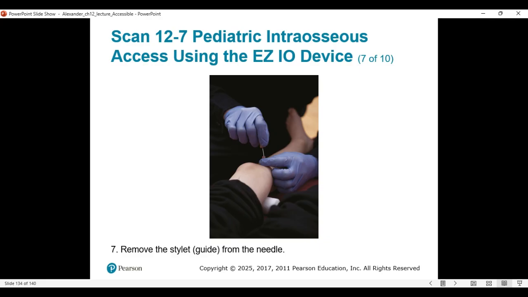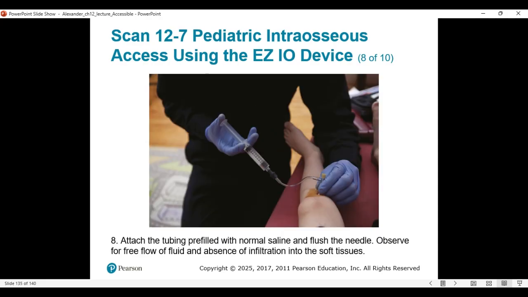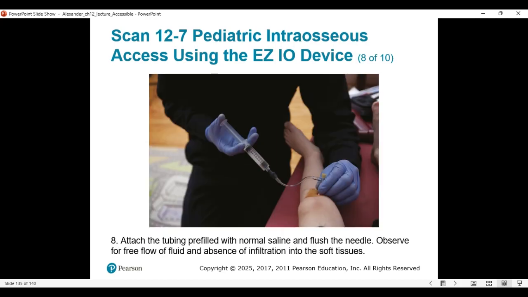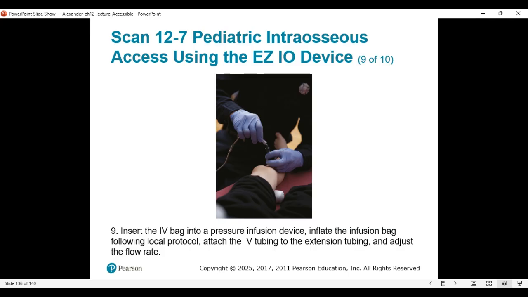We'll remove the stylet, or the guide, from the needle. We'll attach the prefilled flush. We're going to observe the free flow of fluid and the absence of infiltration in the soft tissue. We're also going to withdraw back a little bit, or aspirate a little bit, and you can see if we got blood or bone marrow as well.